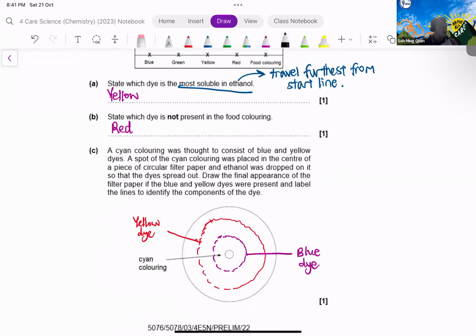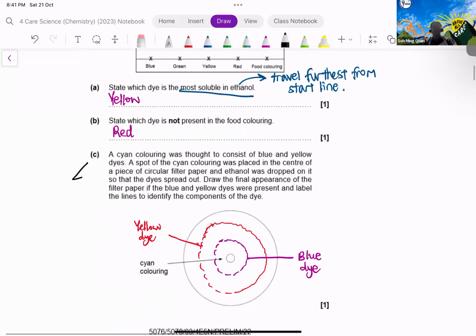So this is a useful extension question to learn. Okay? So this is the same principle of chromatography. It separates based on the solubilities. The more soluble yellow dye will move further out. And the dyes form this circular pattern. So instead of just spots, now you have a circular ring corresponding to each dye.